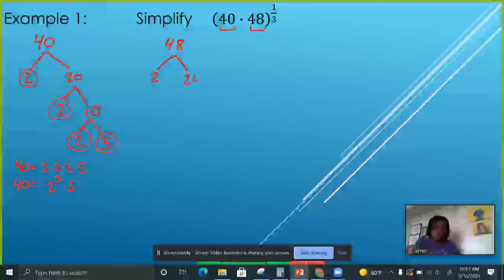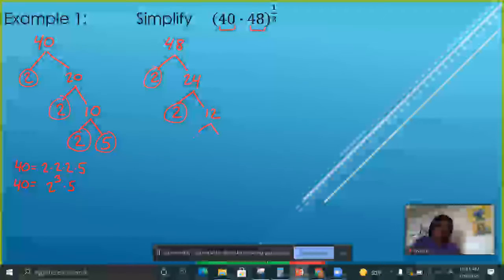So 2 times 24. 24 can still be broken down, divided. So 2 times 12 makes 24. Okay, 2 times 6, and then finally 2 times 3. So 48 is what? 2 times 2 times 2 times 2 times 3. So you know what? I'm just going to cut straight to the exponent form of writing it. So this is 4 2's, right? So that's 2 to the 4th power times 3.